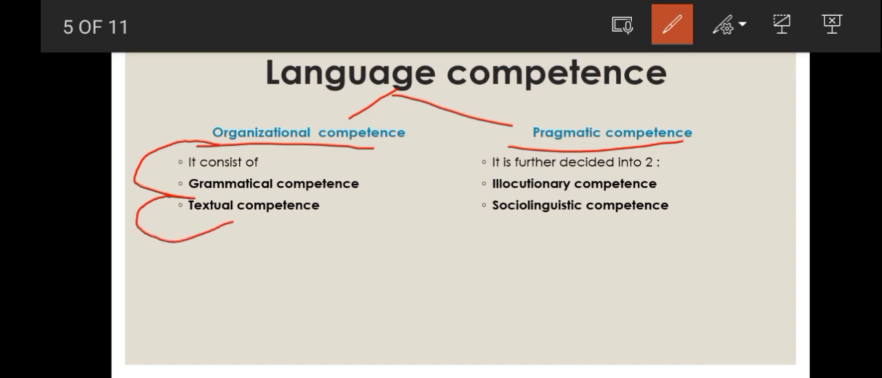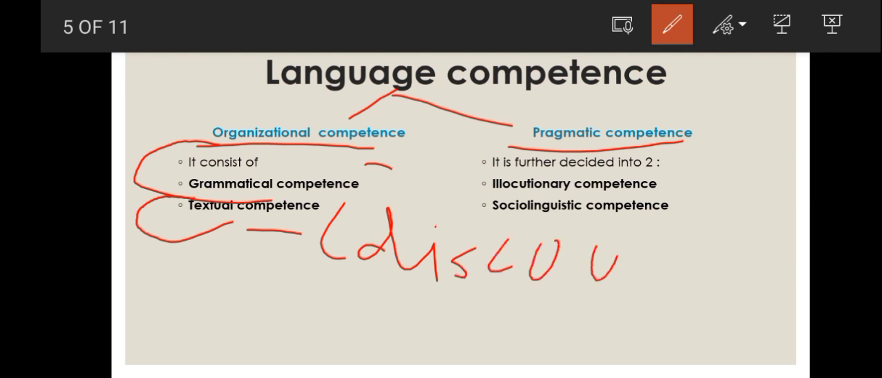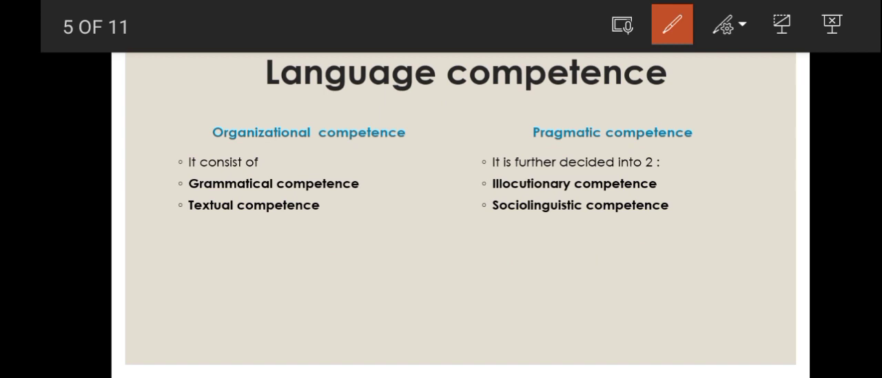Now I am going to discuss how they are related to the previous ones. Grammatical and textual competence can be compared to Canale and Swain's concepts of grammatical and discourse competences respectively. I have already discussed this in the previous slide. You can again see there.